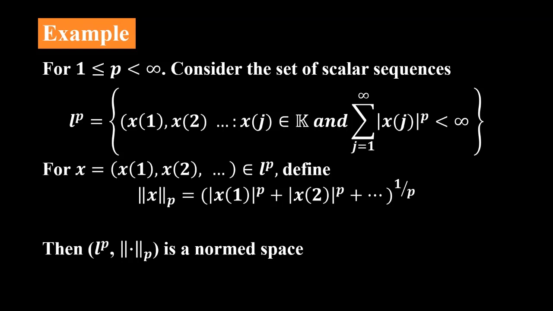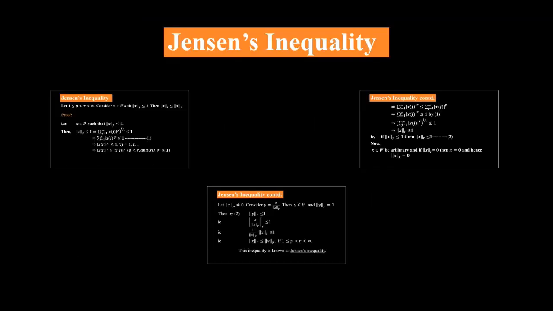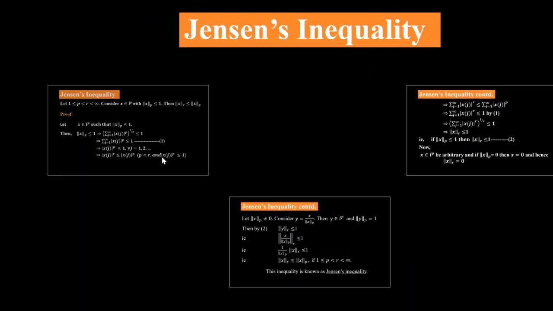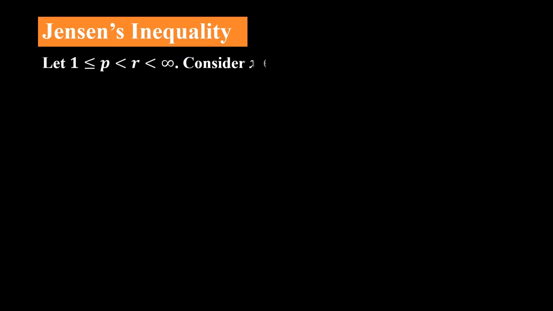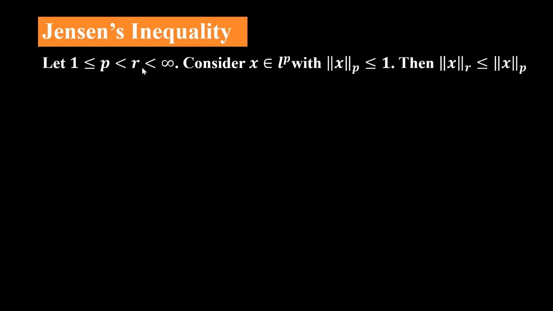Now we consider the result, Jensen's inequality. This inequality states that, let 1 ≤ p < r < infinity, and consider an element x from l^p with the condition norm p of x less than or equal to 1. Then norm r of x is less than or equal to norm p of x. The condition is 1 ≤ p < r, then this will be satisfied. So we want to prove this result.